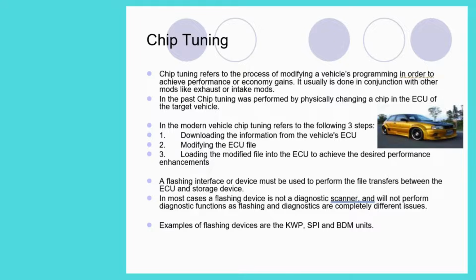In the past, chip tuning was performed by physically changing a chip in the ECU of the target vehicle. In the modern vehicle, chip tuning refers to the three following steps: downloading the information from the vehicle's ECU, modifying the ECU file, then loading the modified ECU file back into the vehicle to achieve the desired performance enhancements. A flashing interface or device must be used to perform the file transfer between the ECU and the storage device. In most cases, the flashing device is not a diagnostic scanner and will not perform diagnostic functions. Examples of flashing devices are the KWP, SPI, and BDM units.